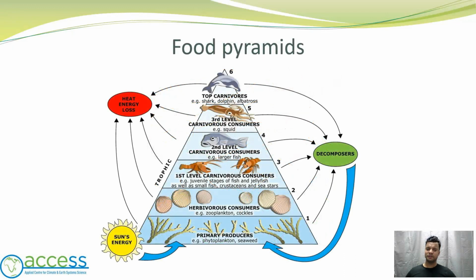Now we have food pyramids, which are a bit more complex in this sense, and food pyramids represent the biomass at each trophic level. Here we have 6 trophic levels. Biomass is simply the total quantity of weight of organisms in a given area. Trophic levels are the position that an organism occupies in a food pyramid or food chain.